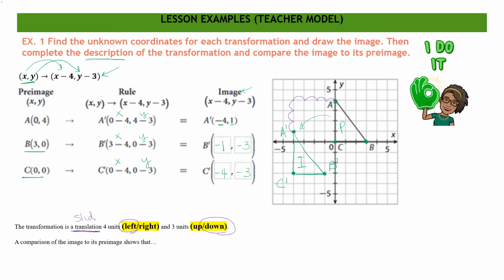If I compare the pre-image to the image, it shows that the figure is still the same. So nothing really changed but the location. The figure itself is still the same. And remember, if the figures are still congruent after the transformation has been done, then we can call this what type of transformation? We can call this rigid motion.